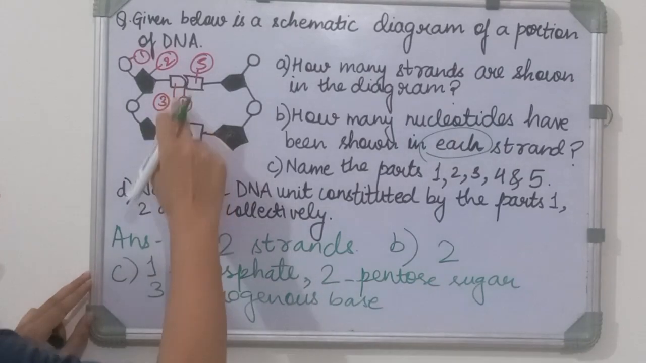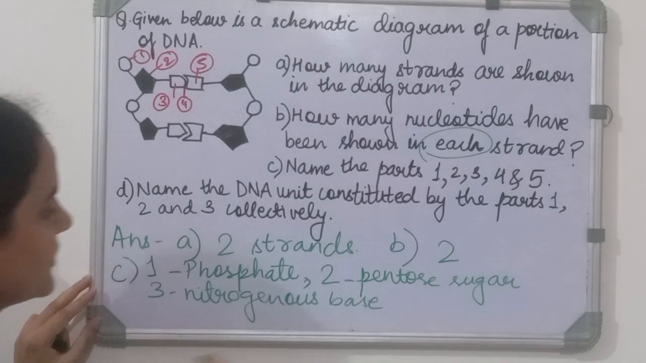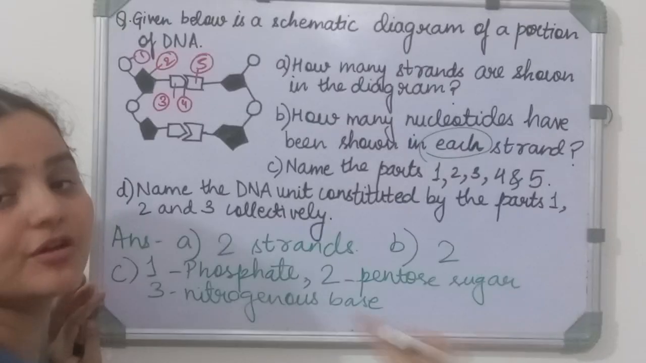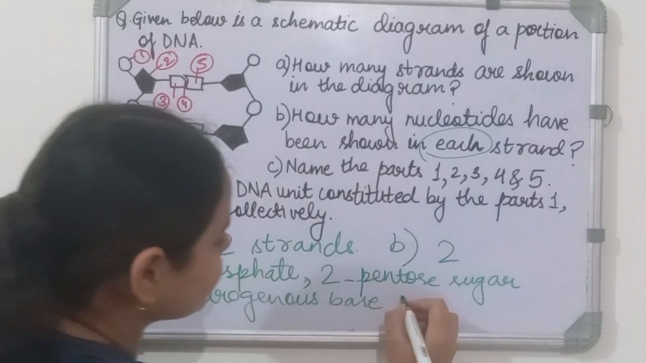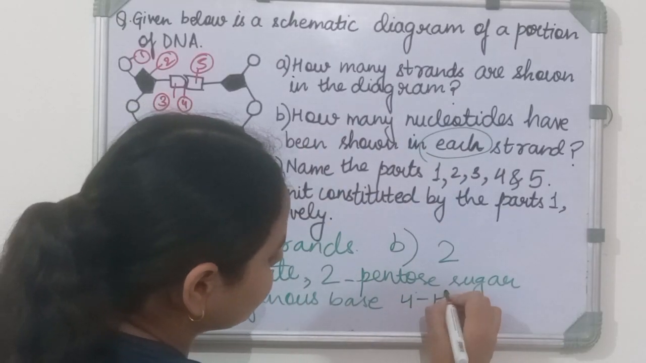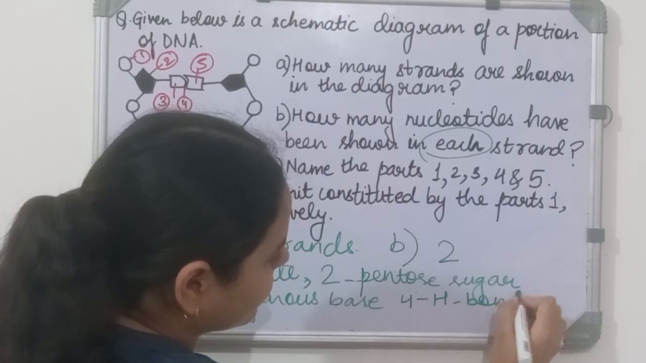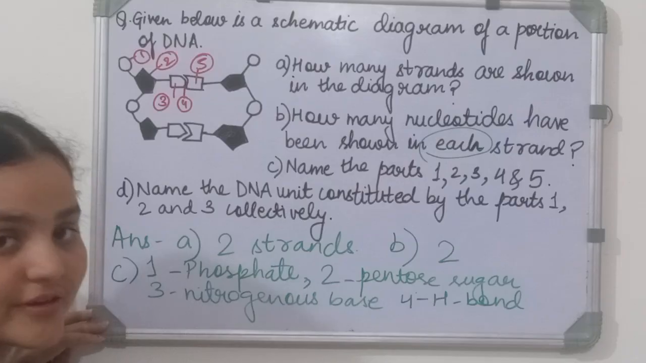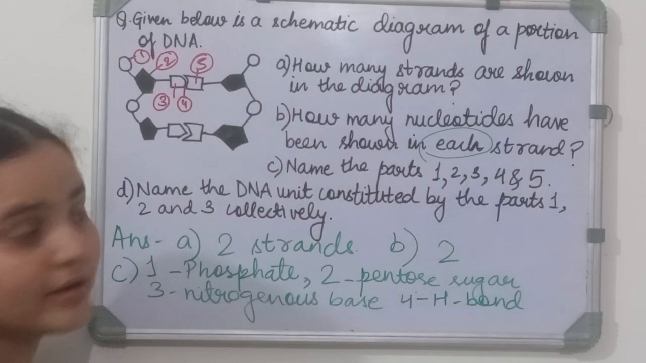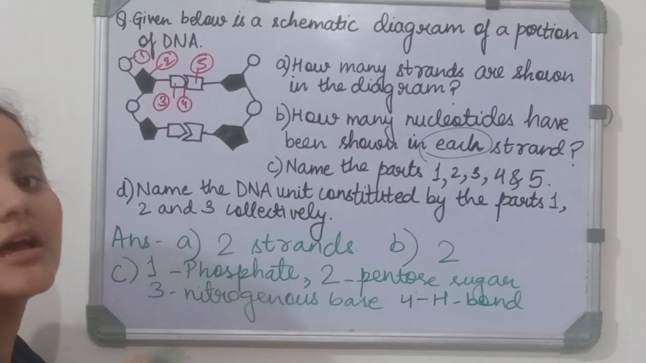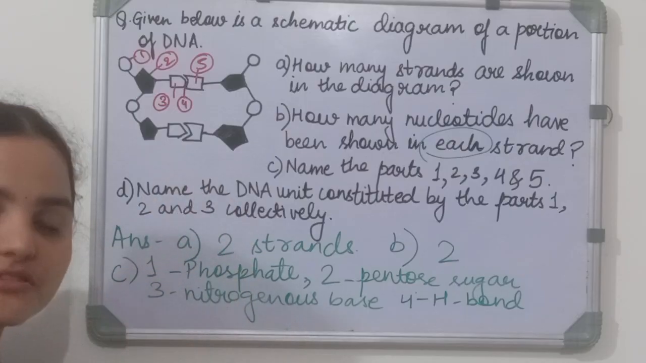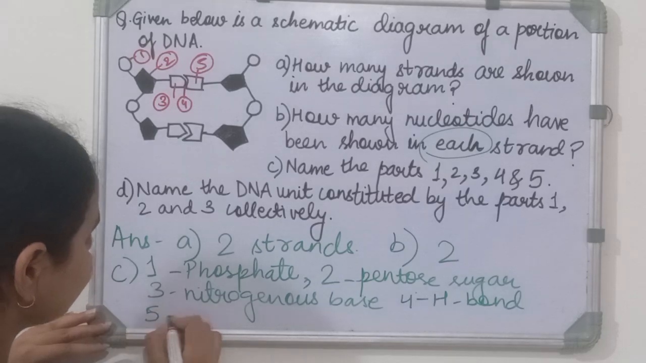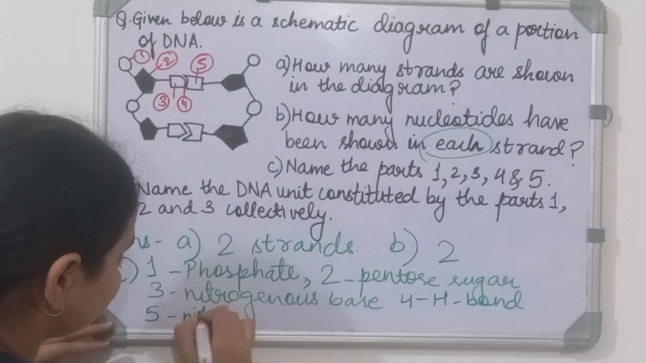Fourth is what? Fourth is hydrogen bond. It connects the nitrogenous bases of one strand with the nitrogenous base of another strand. So fourth is hydrogen bond. Now fifth is again nitrogenous base. Why are we calling it nitrogenous base? Because this base has nitrogen present in its structure. That's why we are calling them nitrogenous bases. So fifth one is again nitrogenous base.